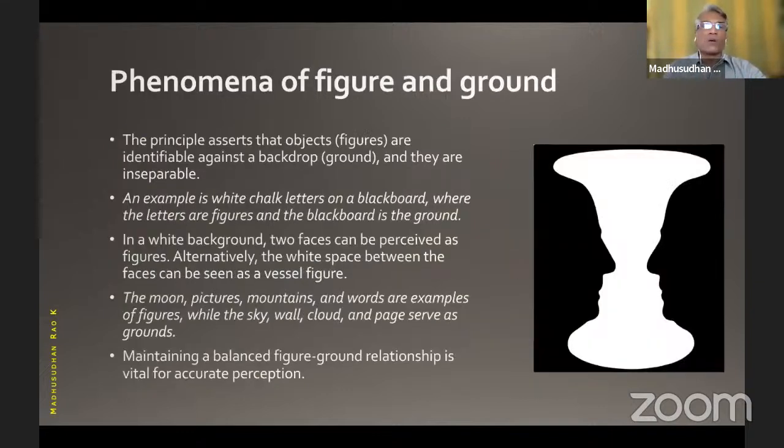Right. Now coming to figure on ground. What is figure on ground? I've simplified it and kept it over here. It is a principle which asserts that objects, that is figures, are identifiable against a backdrop, that is the background, and they are inseparable. Look at the image towards your right. What do you see?